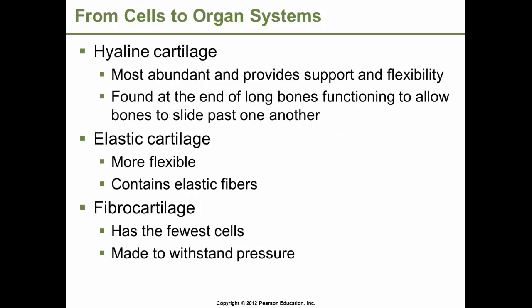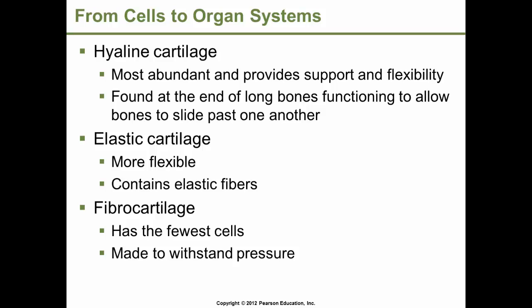Hyaline cartilage is the most abundant and provides support and flexibility. It's found at the end of long bones, functioning to allow bones to slide past one another. Hyaline cartilage can also be found in parts of the nose, the ribs, the trachea, and the larynx. Elastic cartilage, such as that of the external ear, is more flexible and contains elastic fibers.